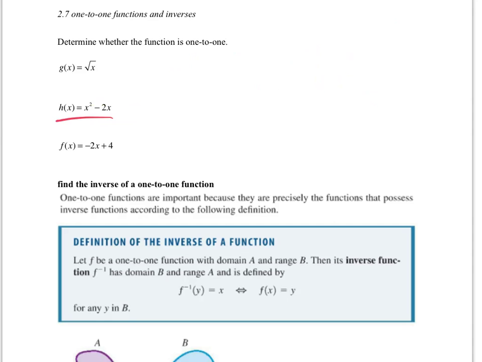Finally, f of x equals negative 2x plus 4. That's just a line. I'm going to leave the details to you. We did this in class. You should be able to graph that line because you know the y-intercept and you know the slope. And once you graph that line, you should see, like all linear functions, that this is a one-to-one function.